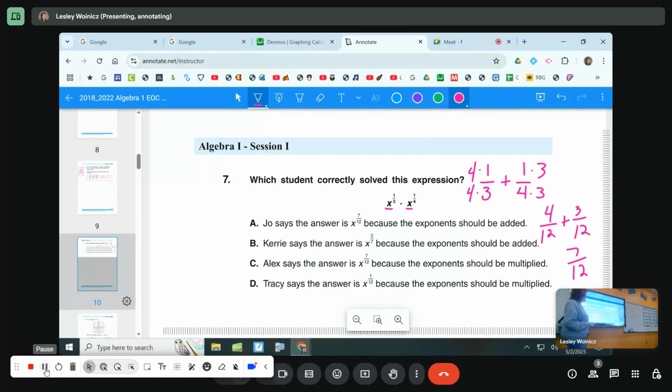So this says, Joe says the answer is 7 twelfths because the exponent should be added. That is correct. Well, we know it's not that one because that's 2 sevenths. We know it's not that one. This one says, Alex says the answer is x to the 7 twelfths because the exponent should be multiplied. No. All right, any questions there?